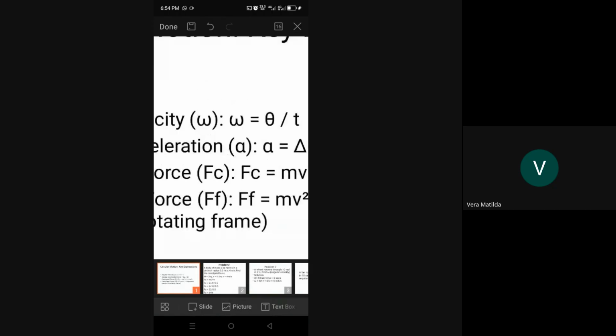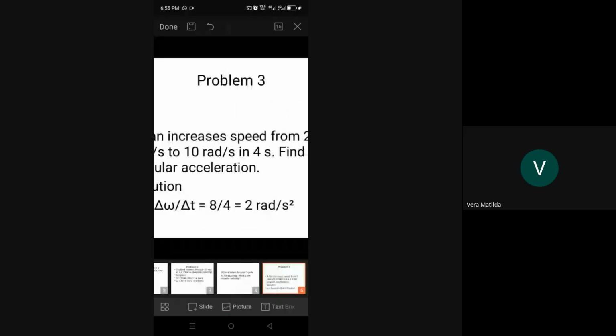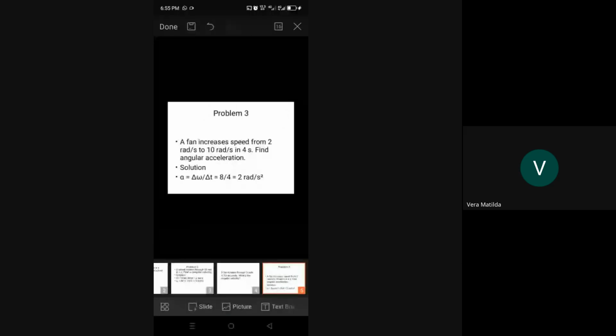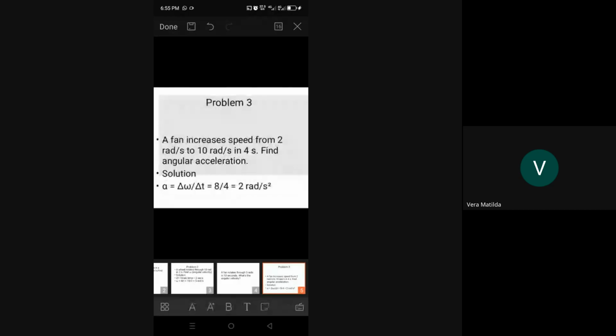This delta symbol, and this symbol that looks like W is not W, it's omega. Delta omega is the same thing as change in angular velocity. Delta T is change in time. So let's come back to our question. What are we given? We have been given two angular velocities, which we are going to make use of now.